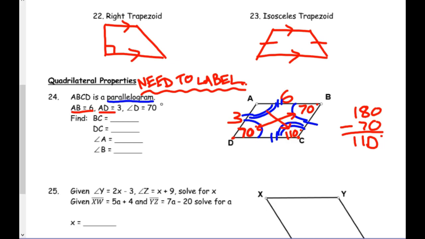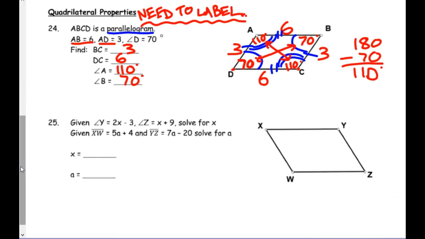And that's across from A, which has to also be 110. Now those angles I could fill in. Angle A, 110. Angle B, 70. And remember, opposite sides are congruent, so if AD is 3, BC is 3. If AB is 6, DC is 6. So BC is 3, DC is 6.